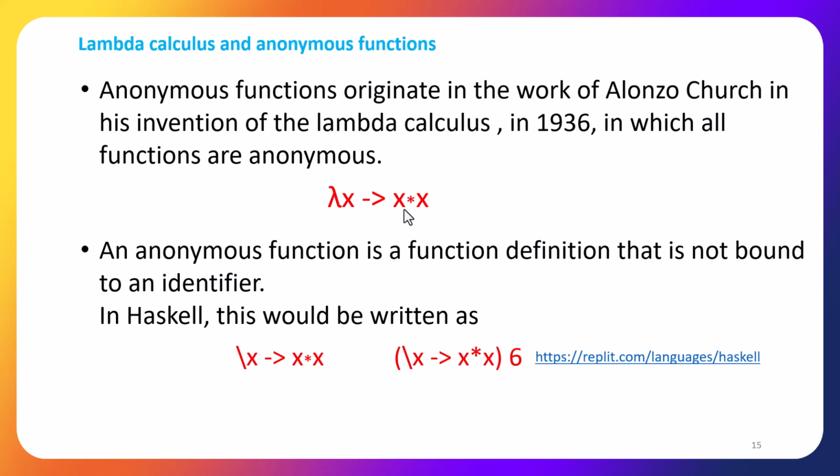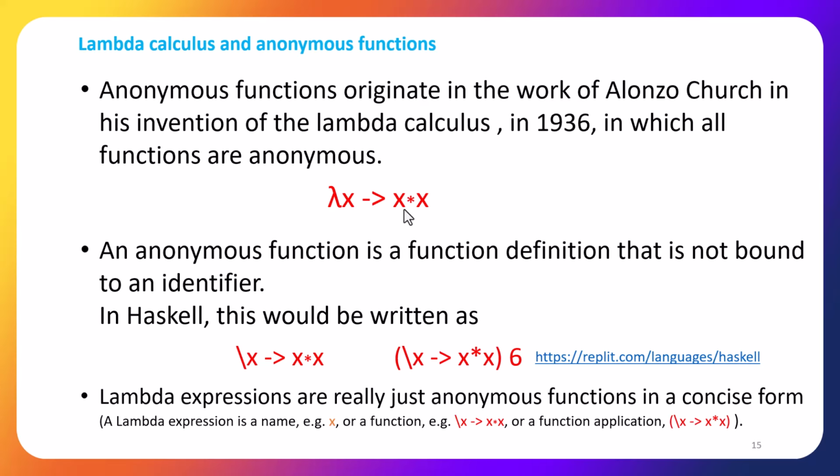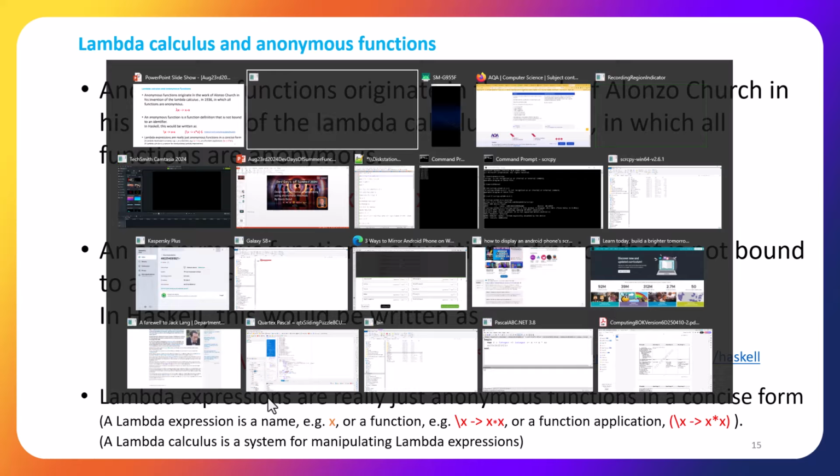we surround the anonymous function with brackets and follow it with the actual value that we want to apply this function to. Now, you could go to Replit online, and they've recently updated it. And to be honest, I'm more familiar with the installed Glasgow Haskell compiler interactive system, which is what I'm going to use for my demonstrations. So lambda expressions are really just anonymous functions in a concise form. So a lambda calculus is a system for manipulating lambda expressions.